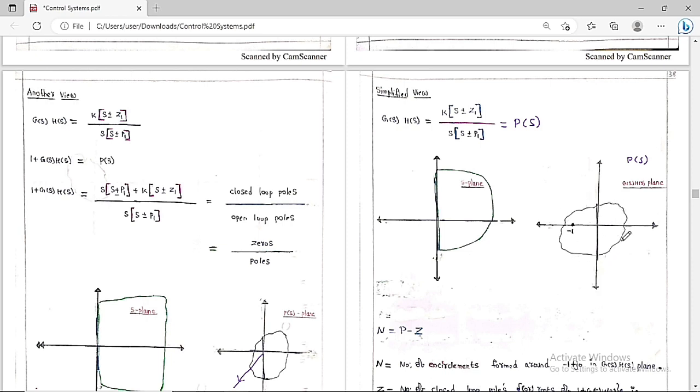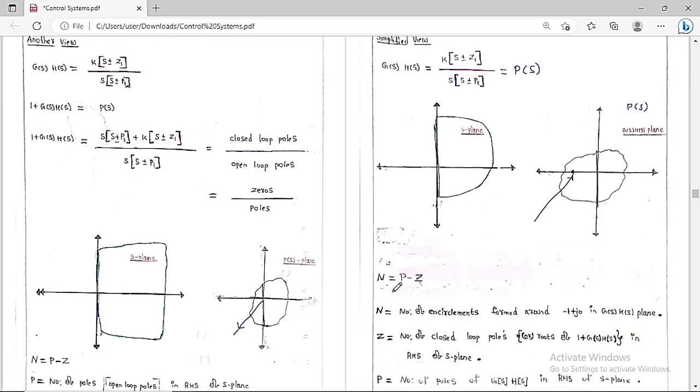This curve is basically the number of times it is going to enclose the minus 1 comma 0. I want to figure out minus 1 plus j0, or minus 1 comma 0. How many times it is going to enclose it, I want to figure out. So the same formula: N is equal to P minus Z.